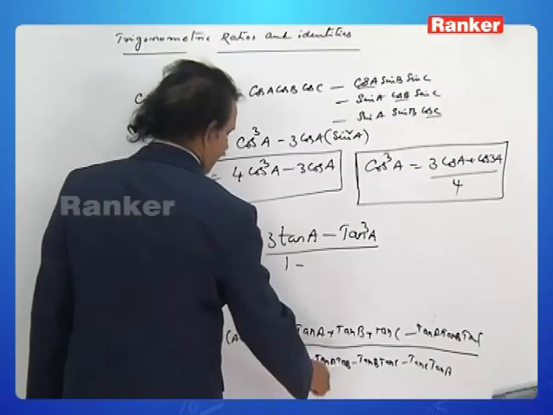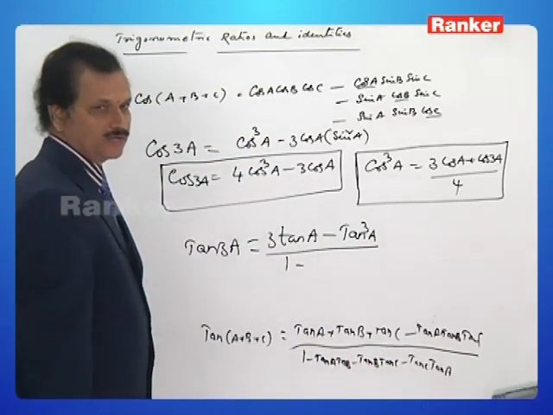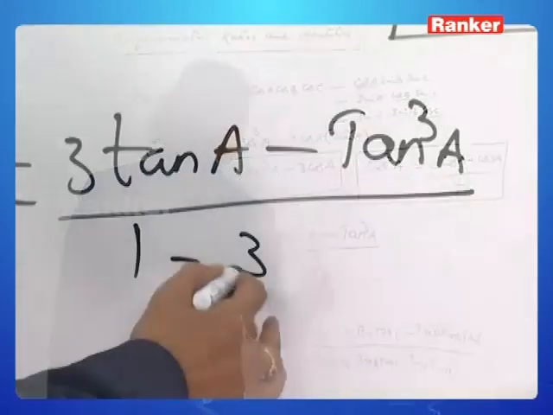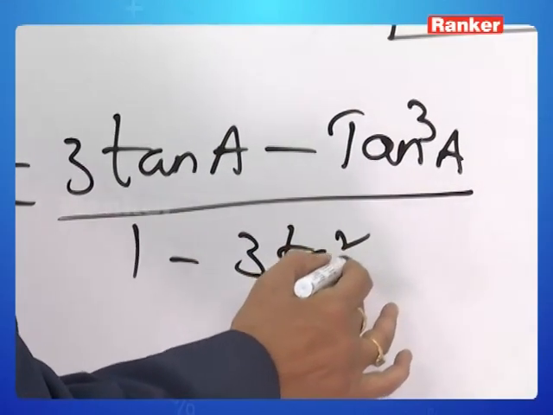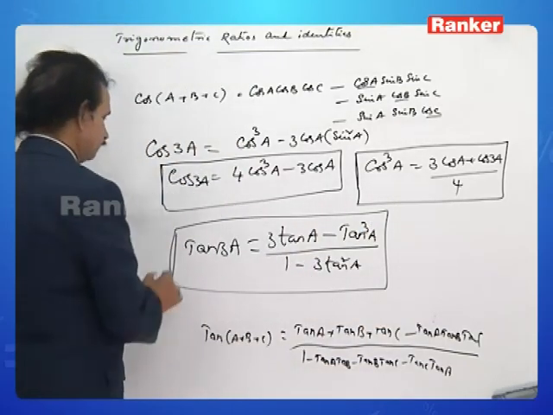1 minus tan a into tan a. Tan square a, tan square a, tan square a. All together, how many tan squares are there? 3 tan square a. And this gives you, of course, tan of 3a.